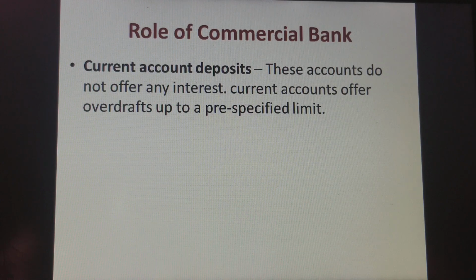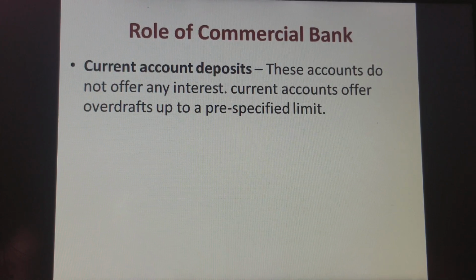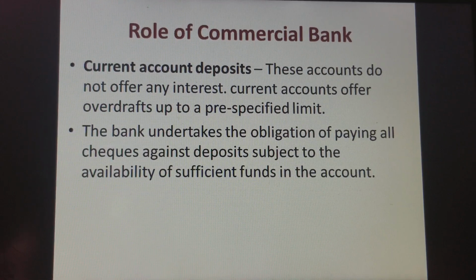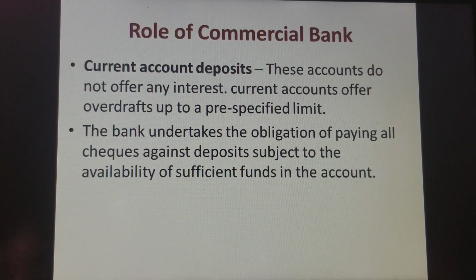But one of the benefits is that if the account is overdrawn, that means you have written more checks than monies that are in the account, well, the bank will give you what is considered to be a credit limit, yes, with which you can have an overdraft. The bank undertakes the obligation of paying all checks against deposits, subject to the availability of sufficient funds in the account, right?